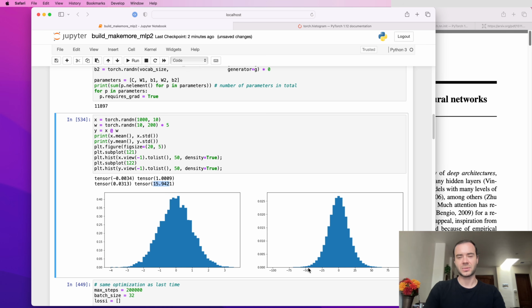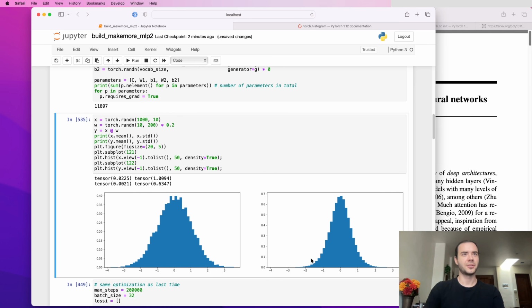So basically these numbers in the output y take on more and more extreme values. But if we scale it down, like say 0.2, then conversely this Gaussian is getting smaller and smaller, shrinking. And you can see that the standard deviation is 0.6. And so the question is, what do I multiply by here to exactly preserve the standard deviation to be 1?